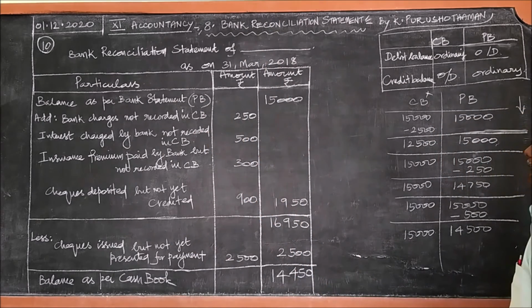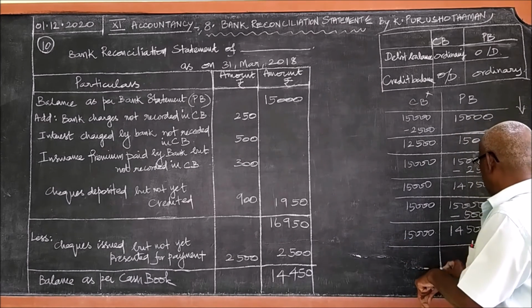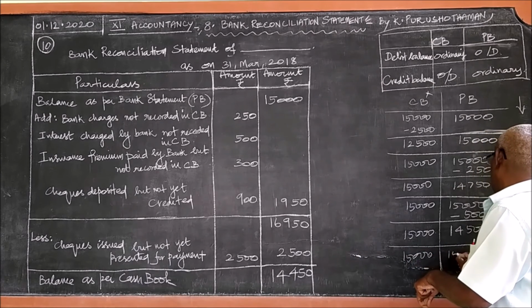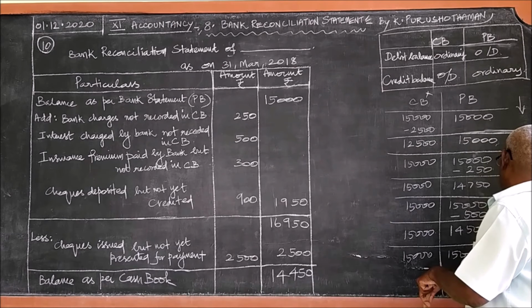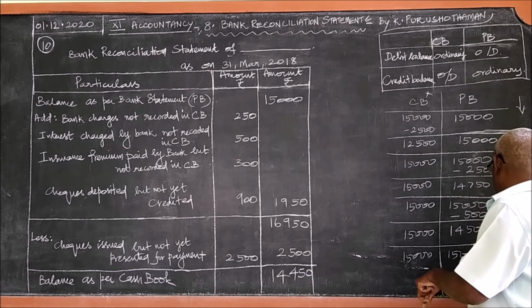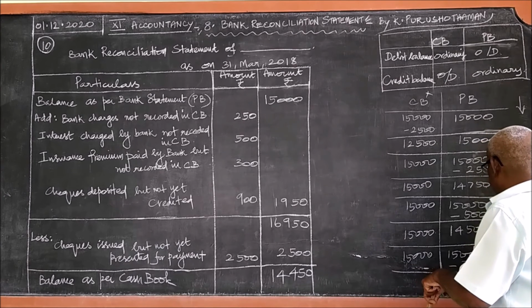Very good. Then next one, insurance premium paid by bank. The balance of 15,000 is written in both the books. Insurance premium paid by the bank, 300 rupees insurance premium, bank got it. So automatically what will the balance become?